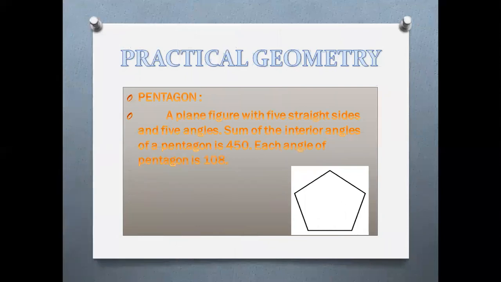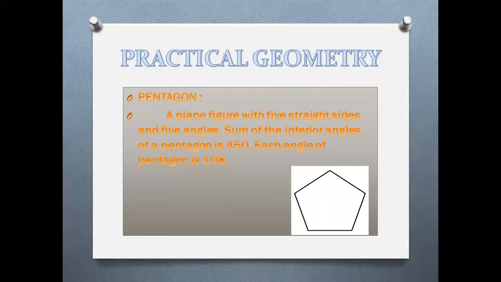Pentagon, what is pentagon? The five-sided figure. This is called pentagon, and you see on the screen a plane figure with straight sides and five angles. Pentagon, five sides, so definitely there will be five angles in it, and the sum of the interior angles of this diagram is 540, not 450, 540. The sum of the angles of this five-sided figure is 540.